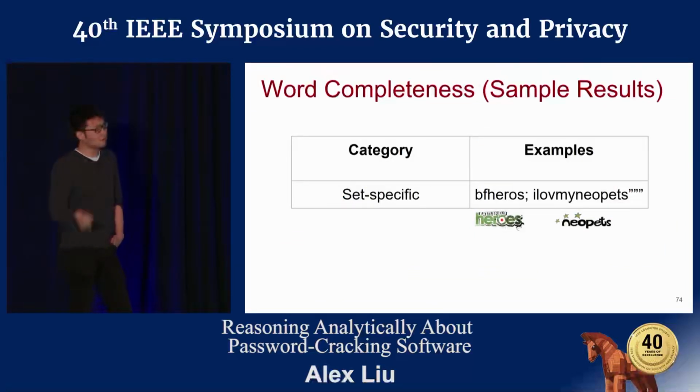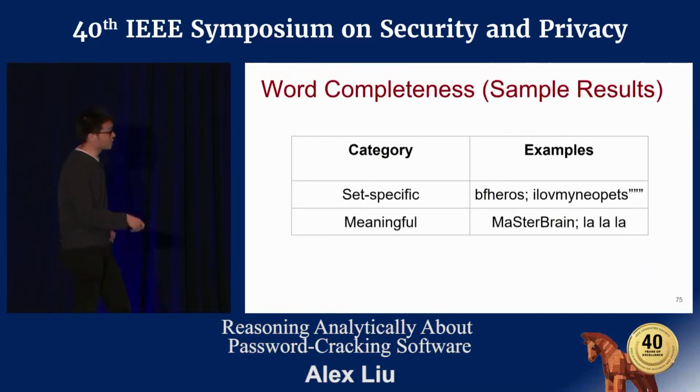And we're able to identify 3 types of missing preimages. The first is site-specific. Our results suggest that to attack passwords from Battlefield Heroes, you should add words like BF heroes. Of course, it's not generalizable, but this actually sanity checks that our approach makes sense. And we also identified generalizable words like master brain. If a master brain could have cracked passwords in one set, you might help crack passwords in another set. And this was actually the case.